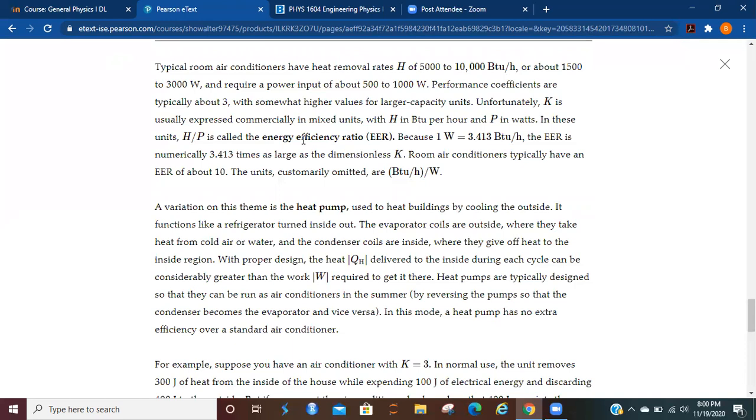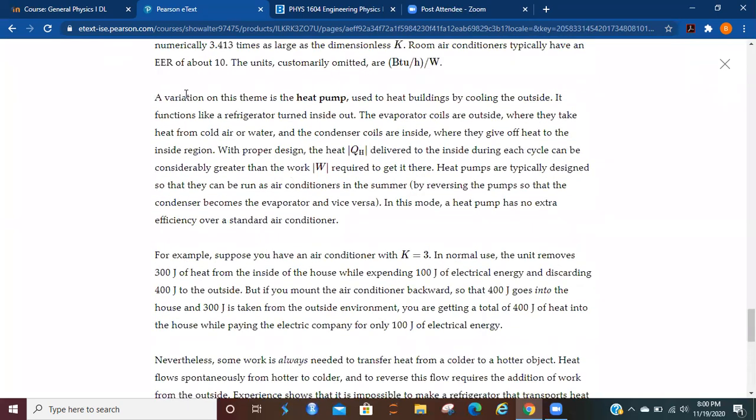You've got some discussion here regarding the energy efficiency ratio. That would be good to look at.